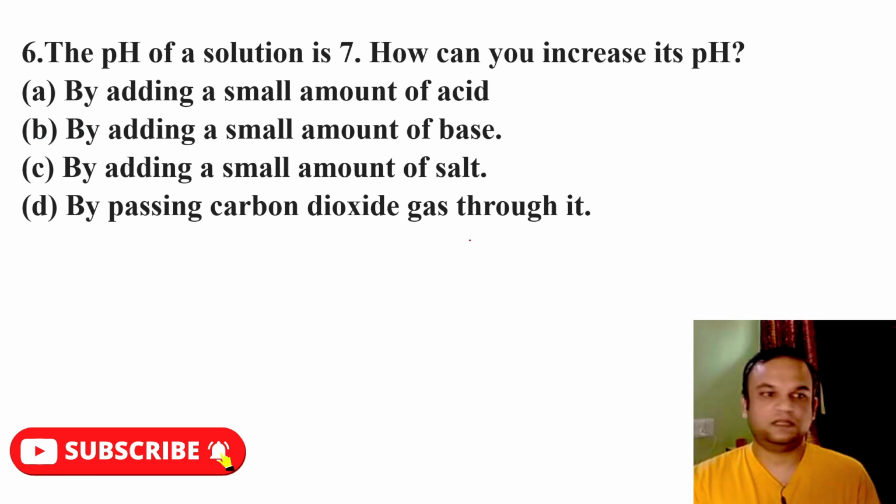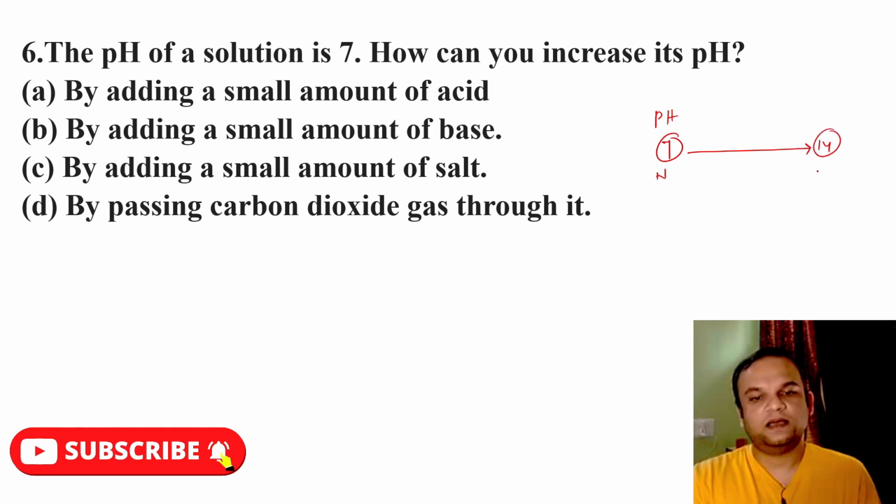Our next question says, the pH of a solution is 7. How can you increase its pH? Students, आप जानते हो कि जब pH स्केल होता है वहां पर 7 का मतलब होता है न्यूट्रल, एंड 7 से 14 तक जाते हैं तो ये बन जाता है हाईली बेसिक. तो अगर 7 न्यूट्रल है तो यहाँ पे अगर थोड़ा सा भी हम लोग बेस ऐड करेंगे तो सॉल्यूशन बन जाएगा बेसिक. ऑप्शन बी जो है ये इसका करेक्ट आंसर होगा.